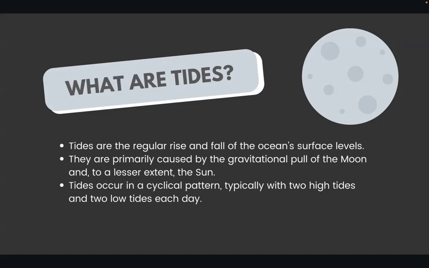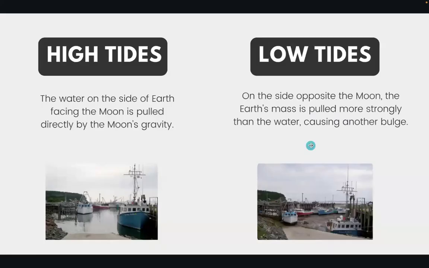Now, the cooler part: tides are super predictable. Most coasts have two high tides and two low tides every day. But how does the moon make this happen? First, let's talk about the moon's gravity. High tide happens on the side of the Earth facing the moon, because that is where the pull is strongest.